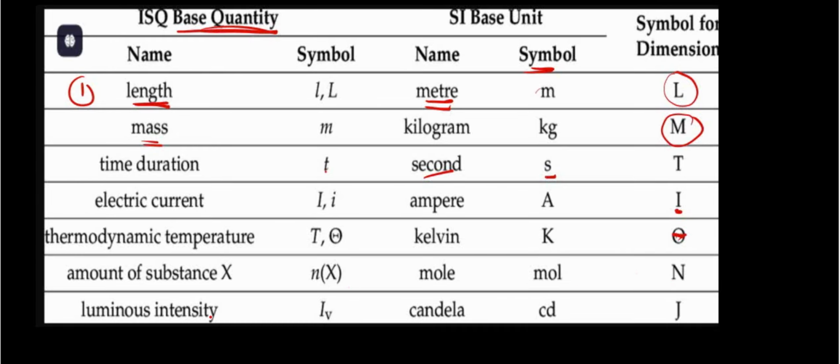Then the last one is what we call luminous intensity, and this is the symbol, with the SI unit candela, which is cd, and is represented by J in dimensions. So we need to know the base quantities and what is being represented in dimensions. So let's go into the other one.